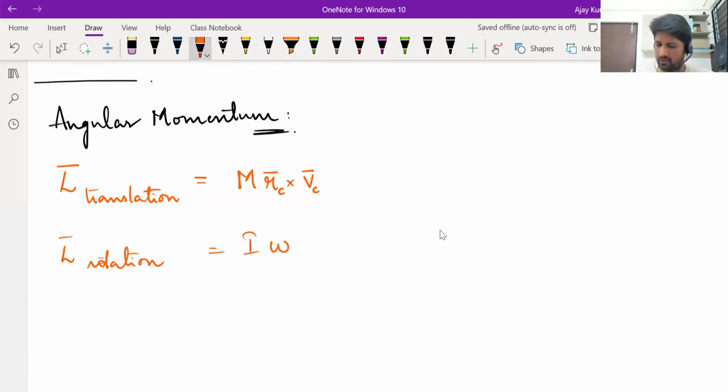This is also a vector quantity. Whatever is the sense of omega, same will be the sense of angular momentum, or whatever is the direction of omega, same will be the direction of angular momentum. Okay.